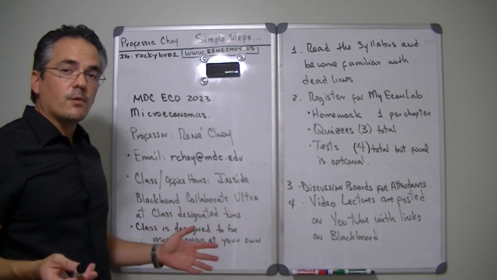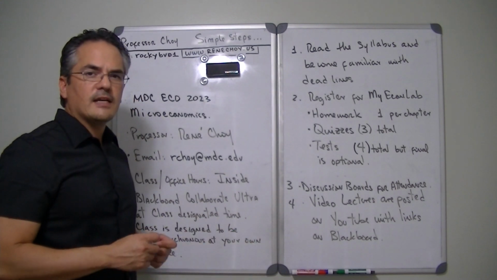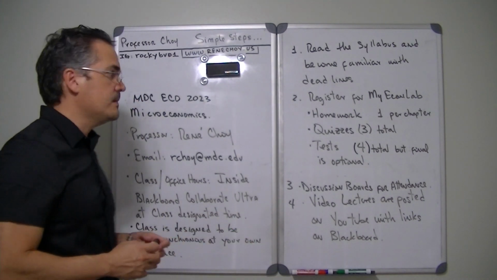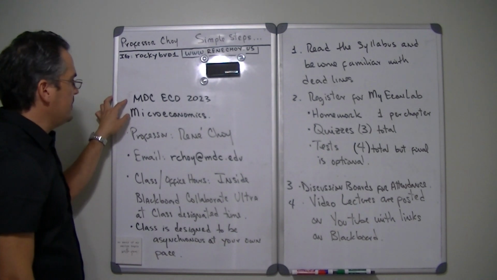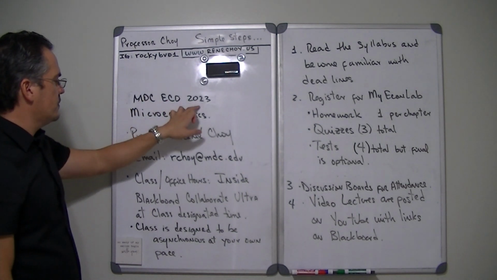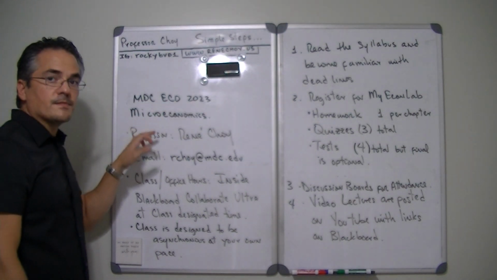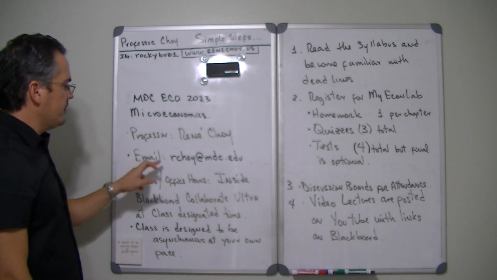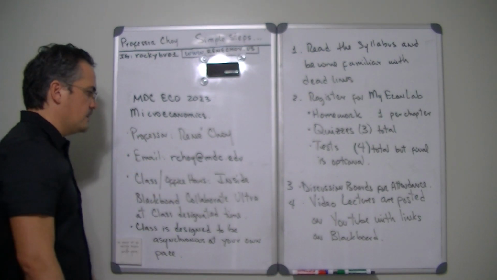Alright, today we're going to give you a quick overview of how the class is going to run and how to get in contact with me. So this class is MDC, Miami-Dade College, ECO 2023, Microeconomics. I'm Professor Renee Choi and my email is rchoi@mdc.edu.